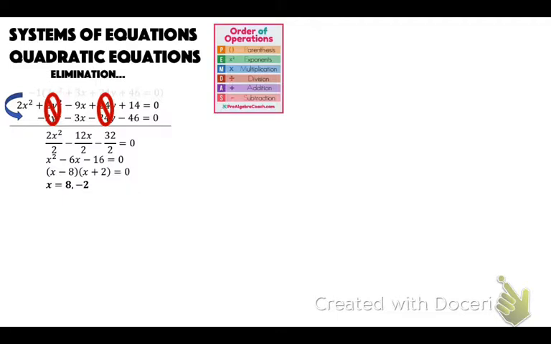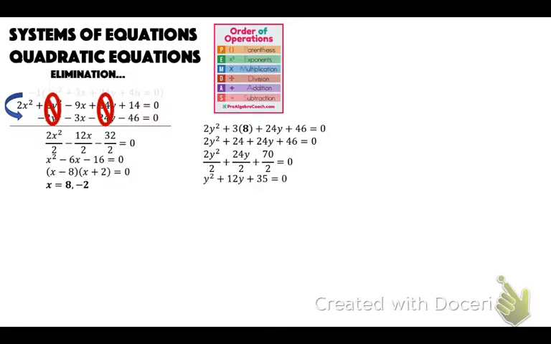Now let's plug that into one of the top equations. I'm going to do that one because it's a little shorter. So all we have right there is just one x. So we have 2y squared plus 3 times 8 plus 24y plus 46 equals 0. So that's 2y squared plus 24 plus 24y plus 46 equals 0. So that's 2y squared plus 24y plus 70 equals 0. Divide by that 2, and you get y squared plus 12y plus 35 equals 0, which factors to y plus 5 and y plus 7. So y equals -5 and y equals -7.